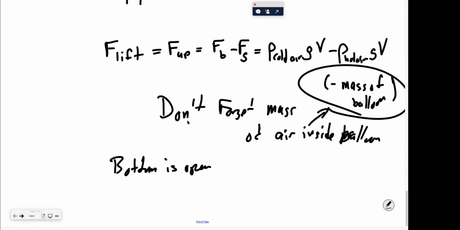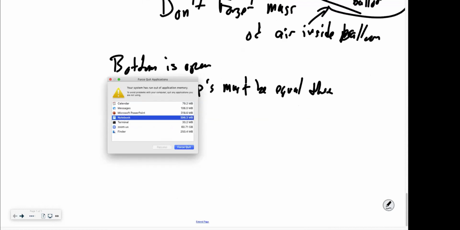Okay, so P's must be equal there at the bottom. P must be substantially higher at the top of the balloon.